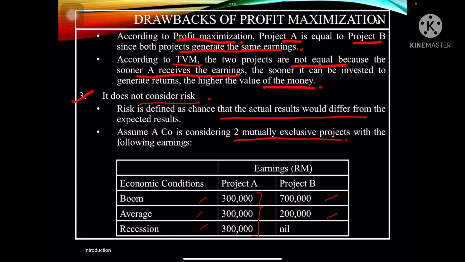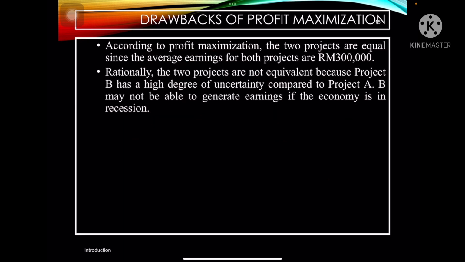So we can see which one is the risky project. It is actually project B. Project A is moderate, because in every economic condition it gives the same earnings. According to profit maximization, the two projects are equal since the average for both projects is 300,000. The total is 900,000 divided by the three economic conditions, so it gives you 300,000.